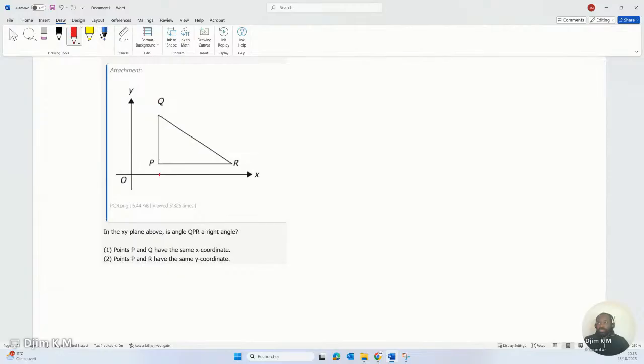So QPR is this. But if I have something like this, they only tell me that Q and P have the same X coordinate, which is this one. But I don't know the coordinate for R. R could be something like here. If we have R here, we might not get a right angle.